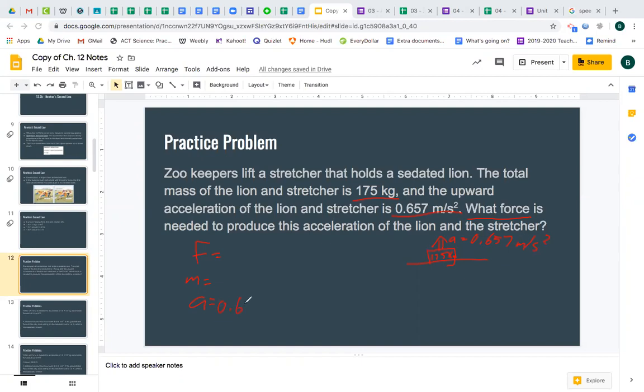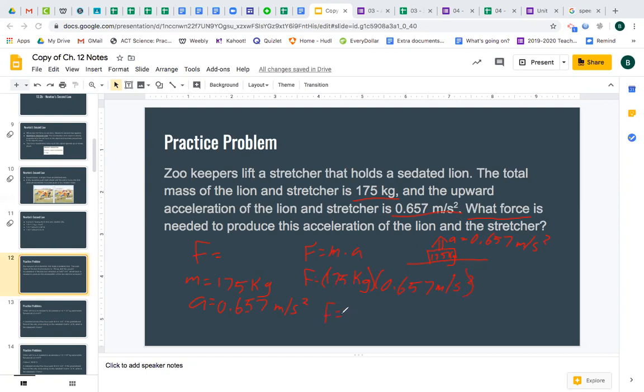I know 0.657 meters per second squared, and I know the mass is 175 kilograms. I'm looking for force. So my equation for force, remember, is F equals M times A. So if I take 175 kilograms times 0.657, so F equals 175 kilograms times 0.657 meters per second squared.